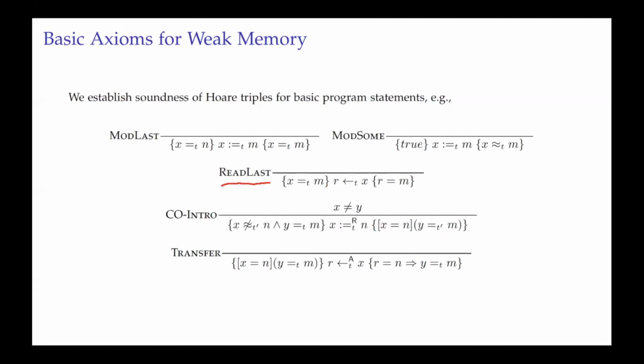This one says that if thread T's view of x is definitely m, and thread T performs a read of x, loading the value into register r, then in the post state, the value of the register r is equal to m. The next two rules describe how conditional observation assertions are introduced and consumed.